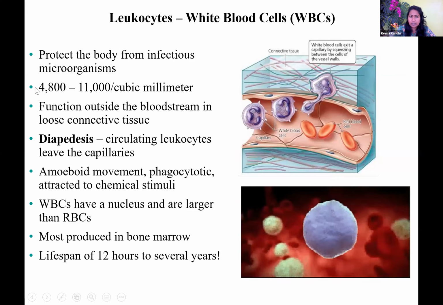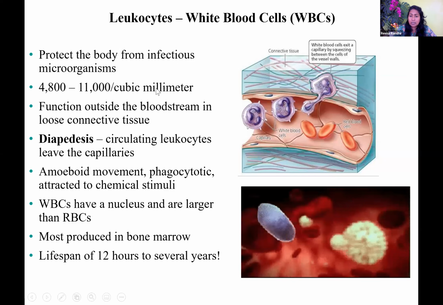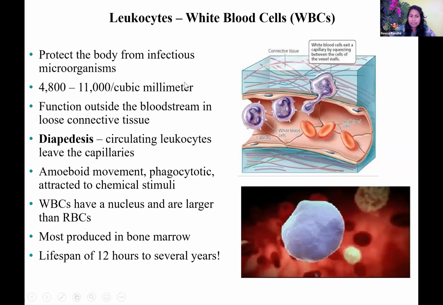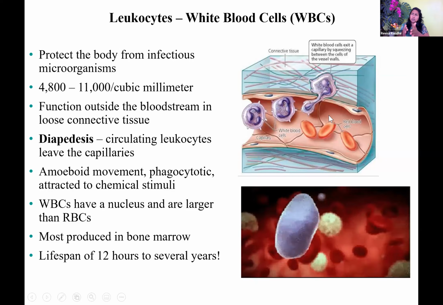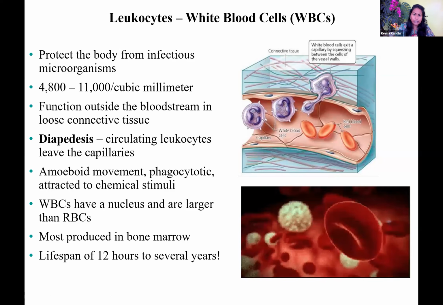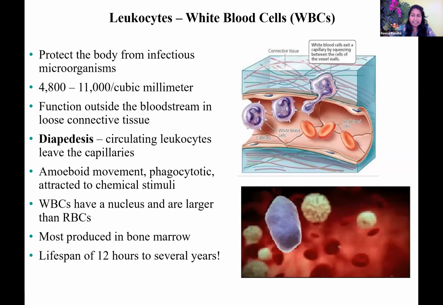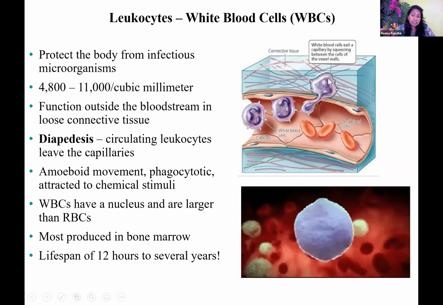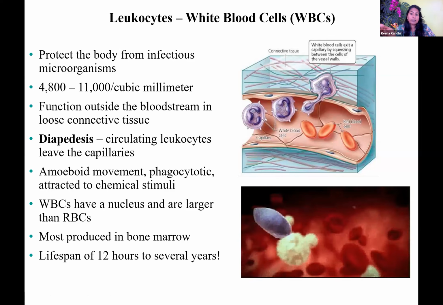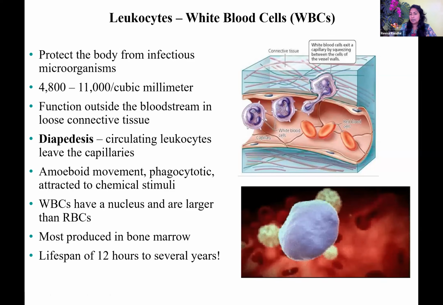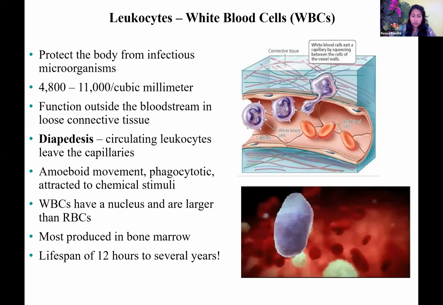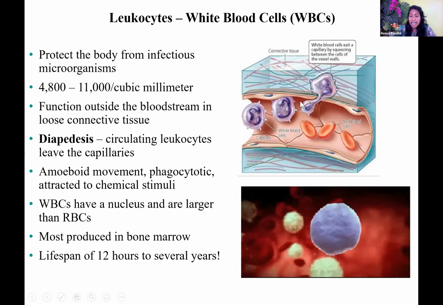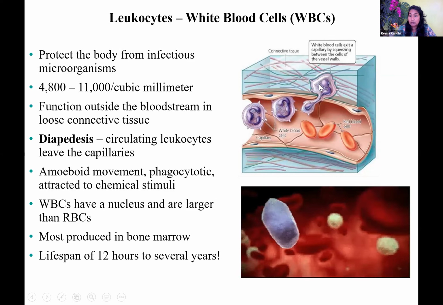We have about 5,000 to 10,000 white blood cells per millimeter cube. When they move, they have amoeboid motion, and they are phagocytotic. As soon as they see an invader and know this is not a normal cell, they will engulf it and break it down. That is called phagocytosis. And they are attracted by chemical stimuli.